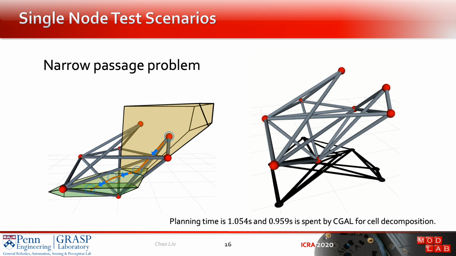We can also solve narrow passing problems easily, which is a known issue for RRT type of planners. Here we command a node to enter a narrow space, and the total planning time is around 1 second, and similarly, most of the time is spent by cell decomposition.